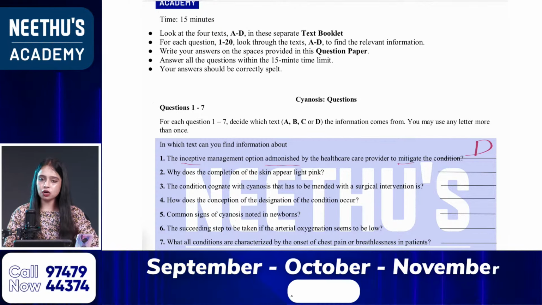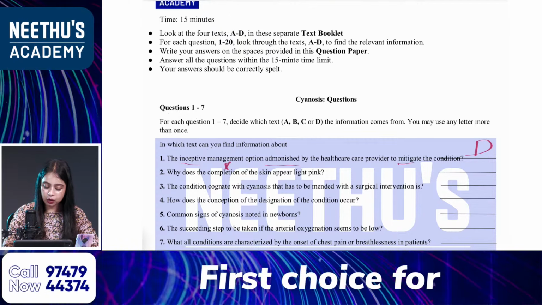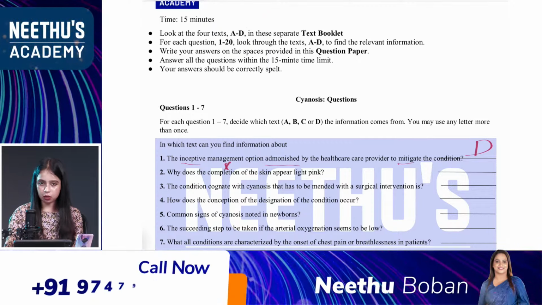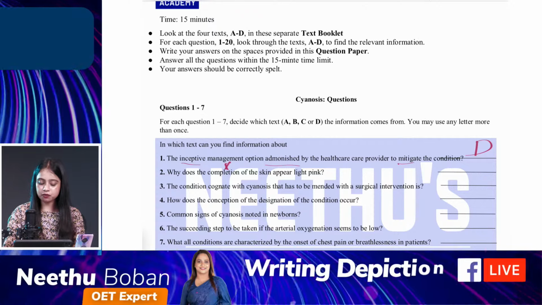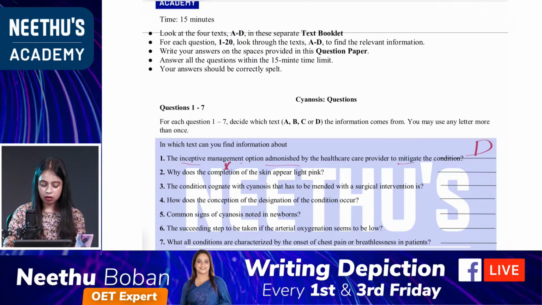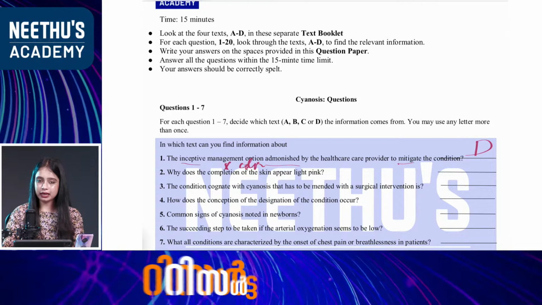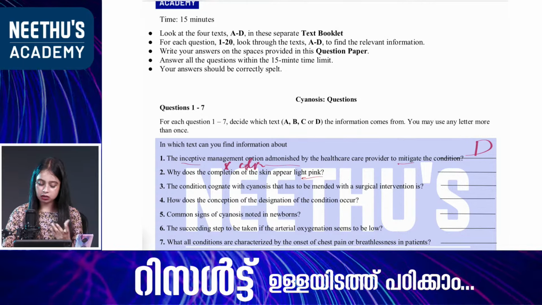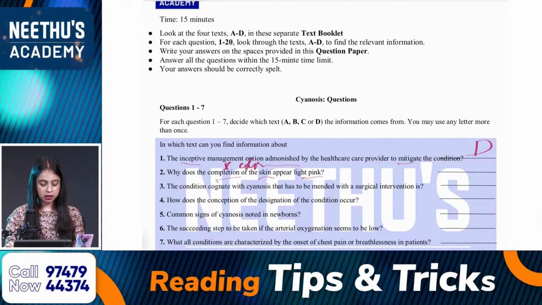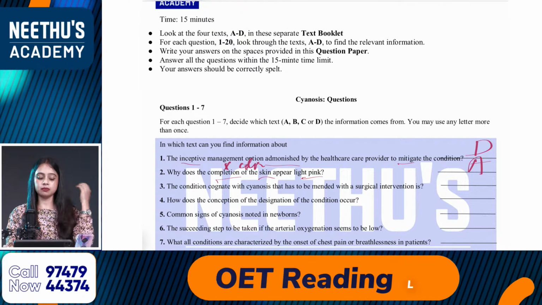Why does the completion, it's not completion actually, there is a small spelling error here. It is complexion. So why does the complexion of the skin appear light pink? Complexion means the color, the color of your skin. So why does the color of the skin appear light pink? Where is it mentioned about the color? Light pink, skin. Of course, it's mentioned in A. So the answer is text A.